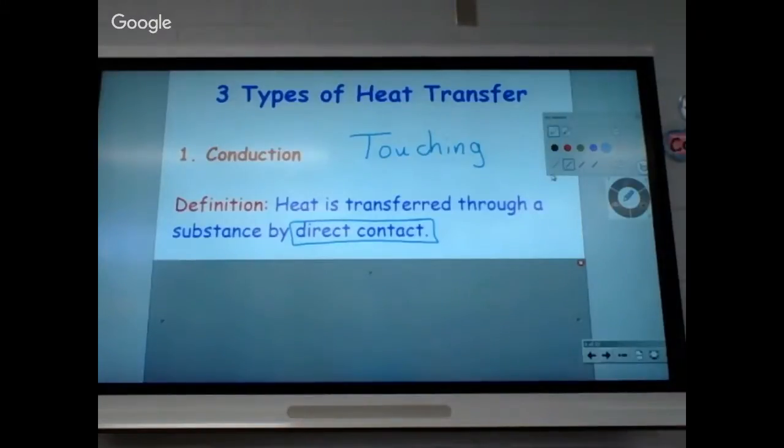Ice cooling. Ice melting down your hand. Yes. Okay. What else? Put a metal spoon in some hot water. All right, touch the stove and getting burned.